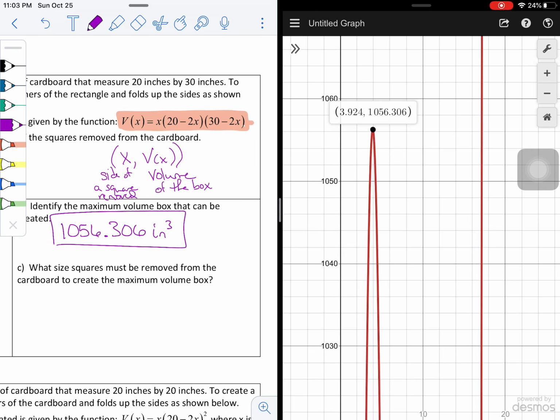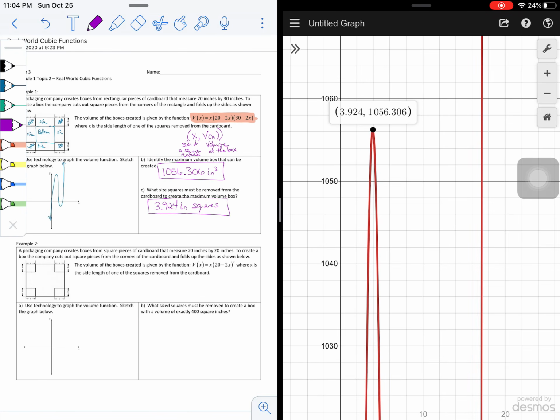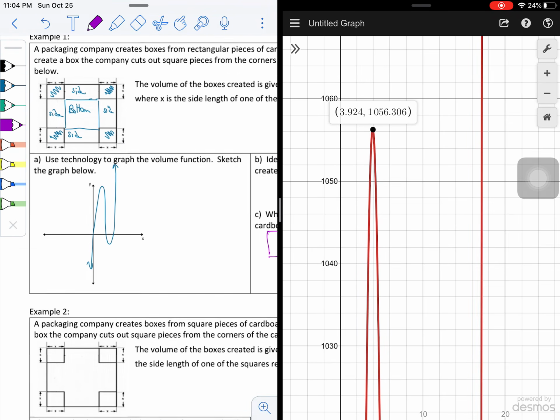And what size squares must be removed from the cardboard to create that maximum? Well, that's the x value. So what size squares? 3.924 inch squares. Okay, so that's the x value for this particular problem. All right, so that finishes example 1 here because that was all the information we were asked to find.